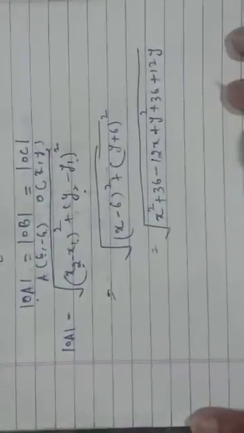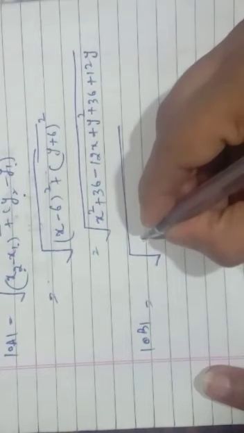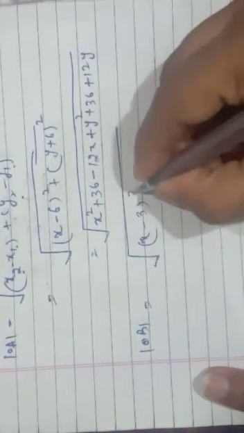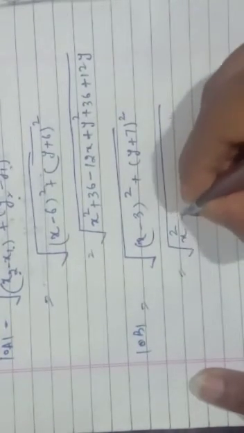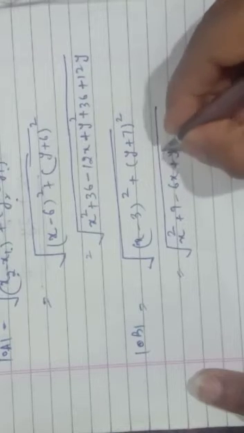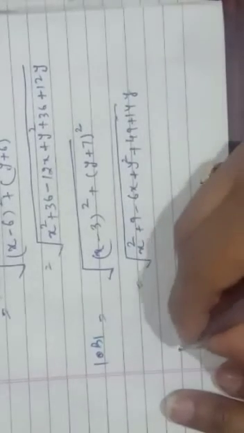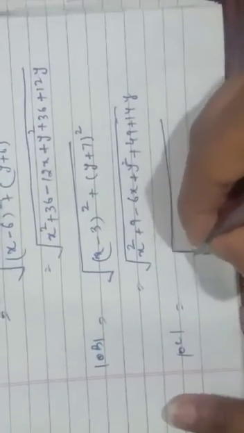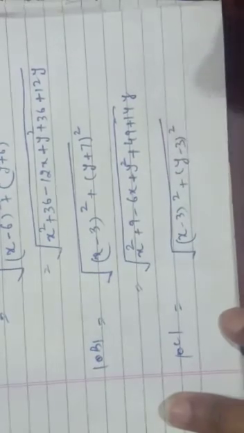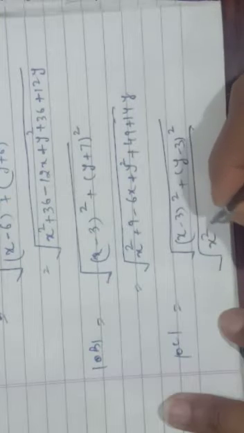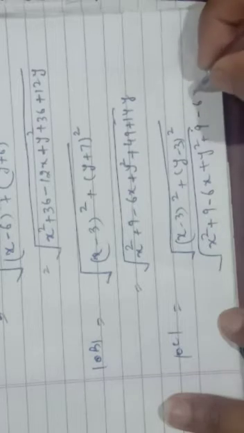Now let us find the distance OB by a similar formula. It becomes x minus 3 whole square plus y plus 7 whole square. Simplifying this, I get x square plus 9 minus 6x plus y square plus 49 plus 14y. Now let us find the distance OC, that is x minus 3 whole square plus y minus 3 whole square. Simplifying this, I get x square plus 9 minus 6x plus y square plus 9 minus 6y.